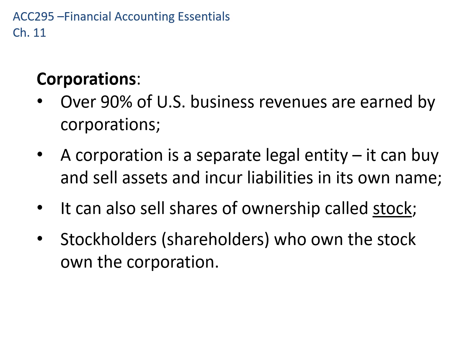So over 90% of U.S. business revenues are earned by corporations. So the largest number of entities would be sole proprietorships, but the majority of revenue in the United States is generated by corporations. Until I started teaching, all of the entities that I had worked for in my career had been corporations.